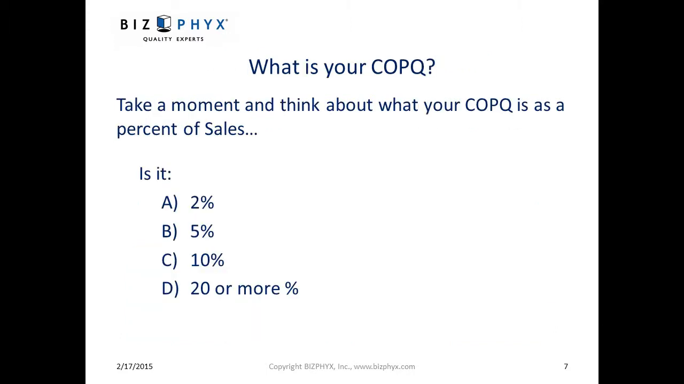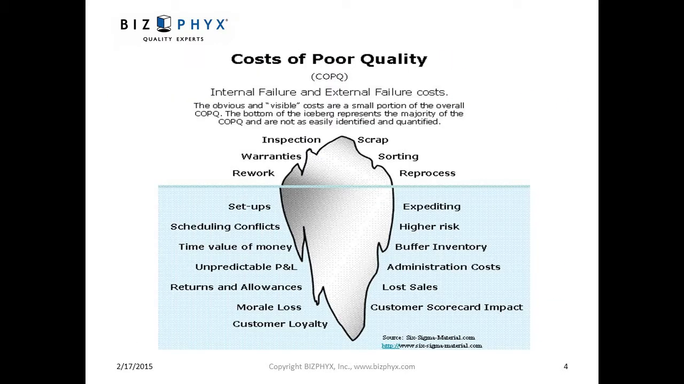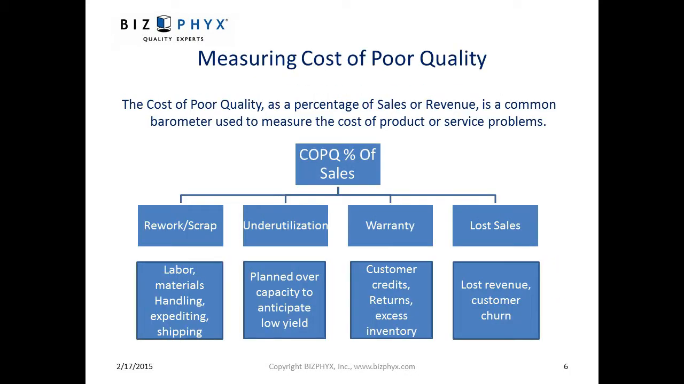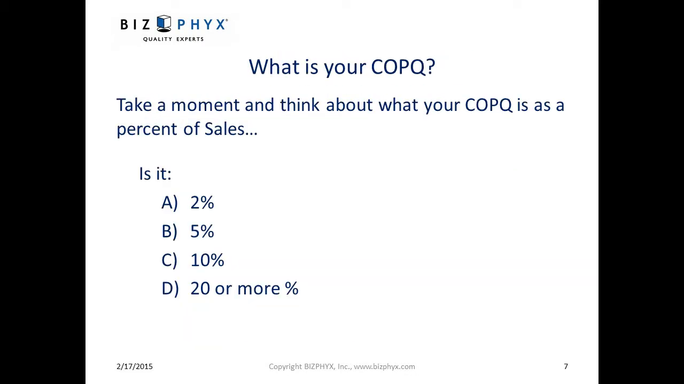So as a thought exercise, what would you estimate for your company's cost of poor quality? 2%, 5%, 10 or 20%? Let's take a few seconds and think about your appraisal, internal failure, and external failure costs. Let me also go back to the iceberg example to help you think about it. So failure costs, appraisal costs, some are obvious, some are hidden. What might your organization's cost of poor quality as a percent of sales be? So let's go to the next slide and see what some experts think.